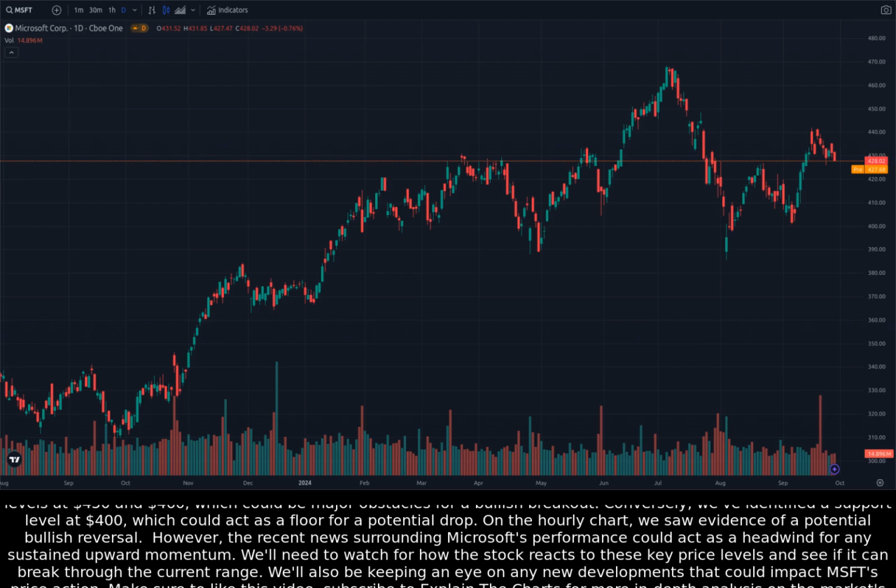We'll need to watch for how the stock reacts to these key price levels and see if it can break through the current range. We'll also be keeping an eye on any new developments that could impact MSFT's price action.